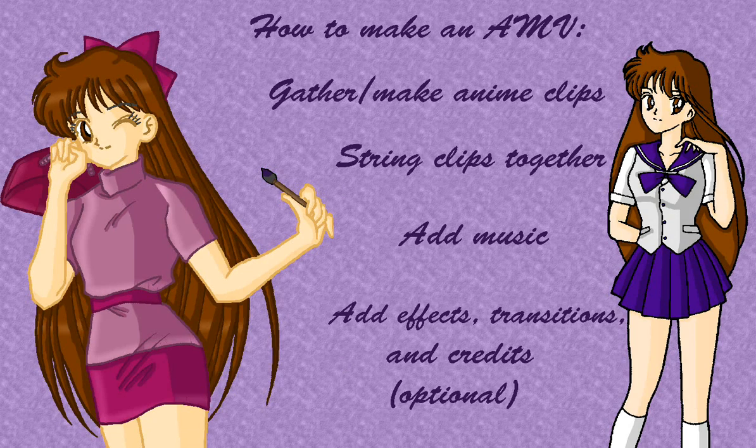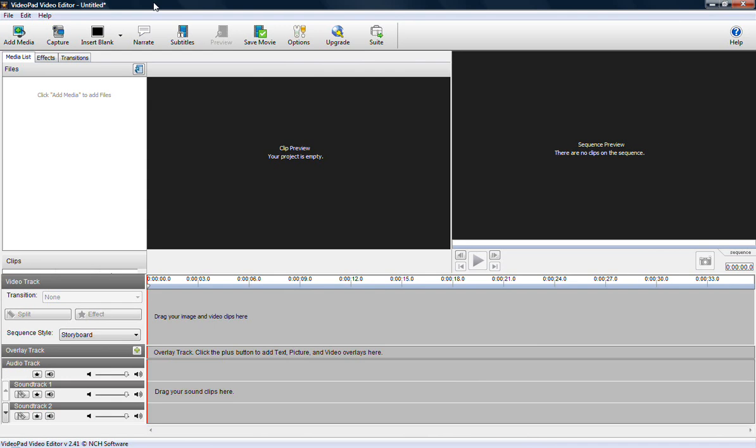Now, let's get to the first part of the tutorial, which would be how to make an AMV. An anime music video is made by gathering and/or making your own anime clips, stringing them together in whatever sequence you like, adding music, and perhaps adding effects, transitions, and credits. So, step 1, acquiring the anime clips.